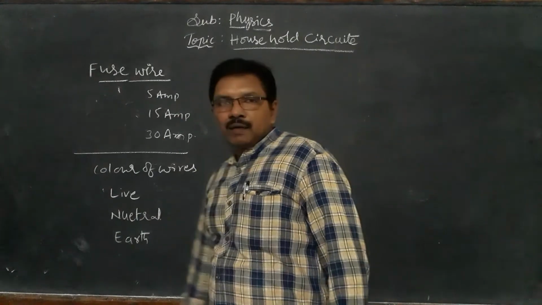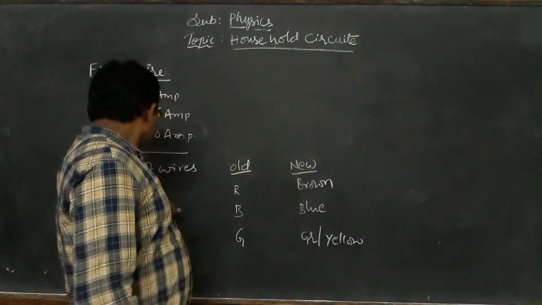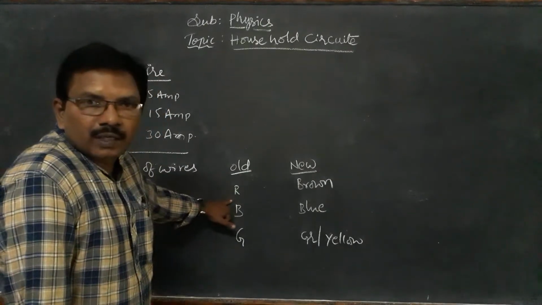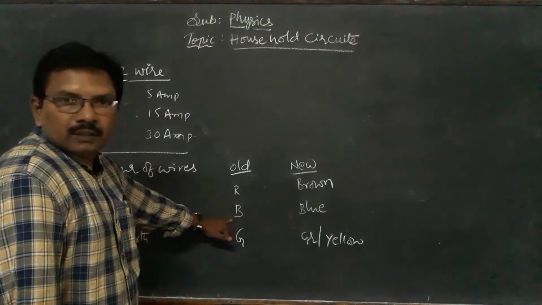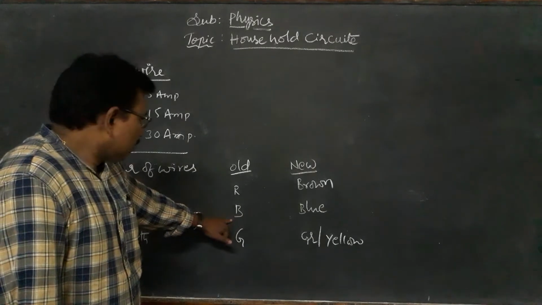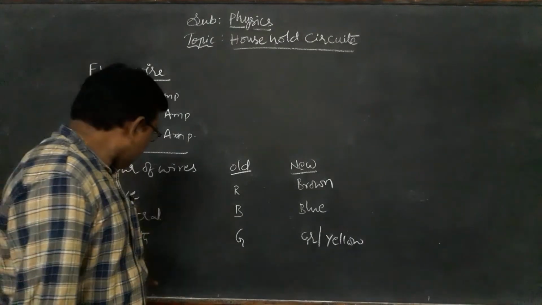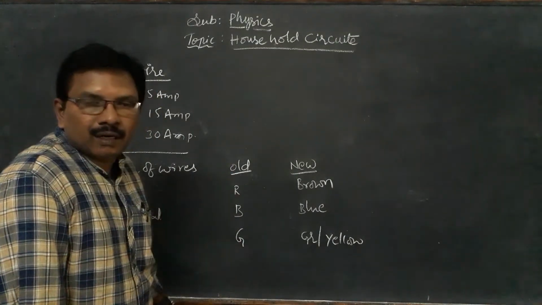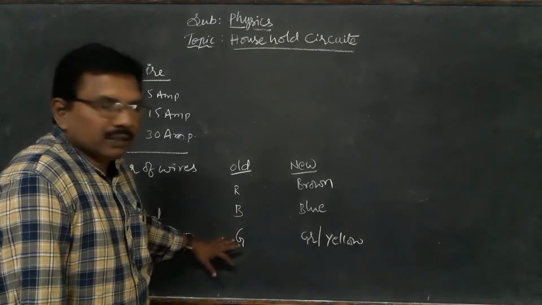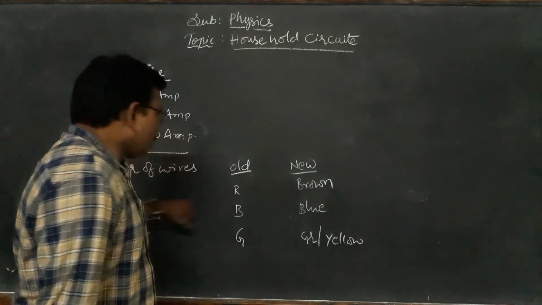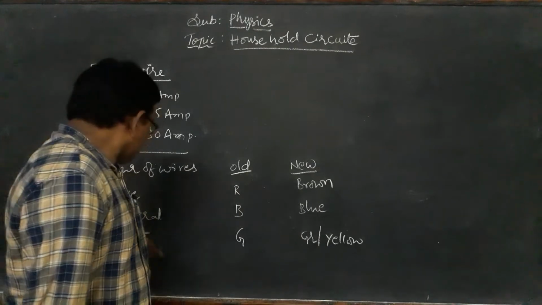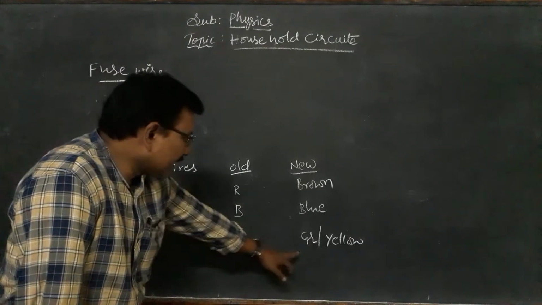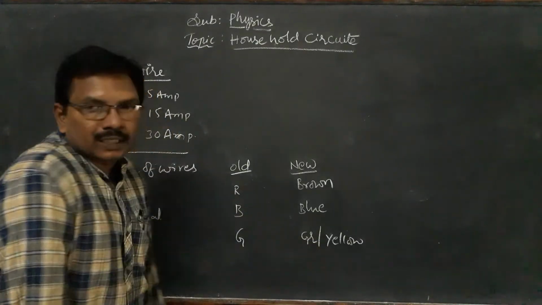Next, the color of wires. In olden days, red color was used for the live wire, black color for the neutral wire, and green color for the earth wire. This is not used at present. At present we are using brown color for the live wire, light blue for the neutral wire, and green or yellow for the earth wire.